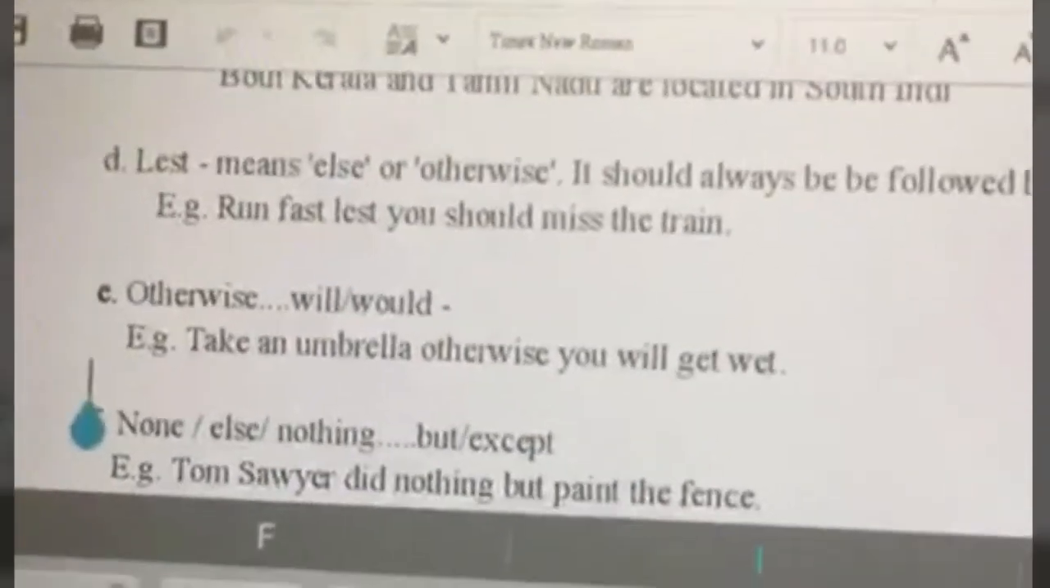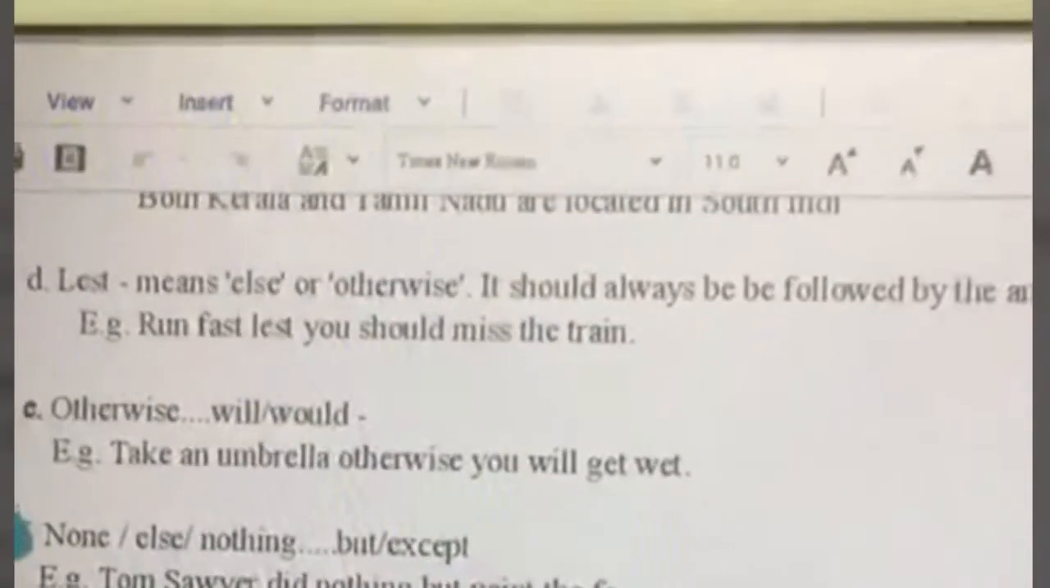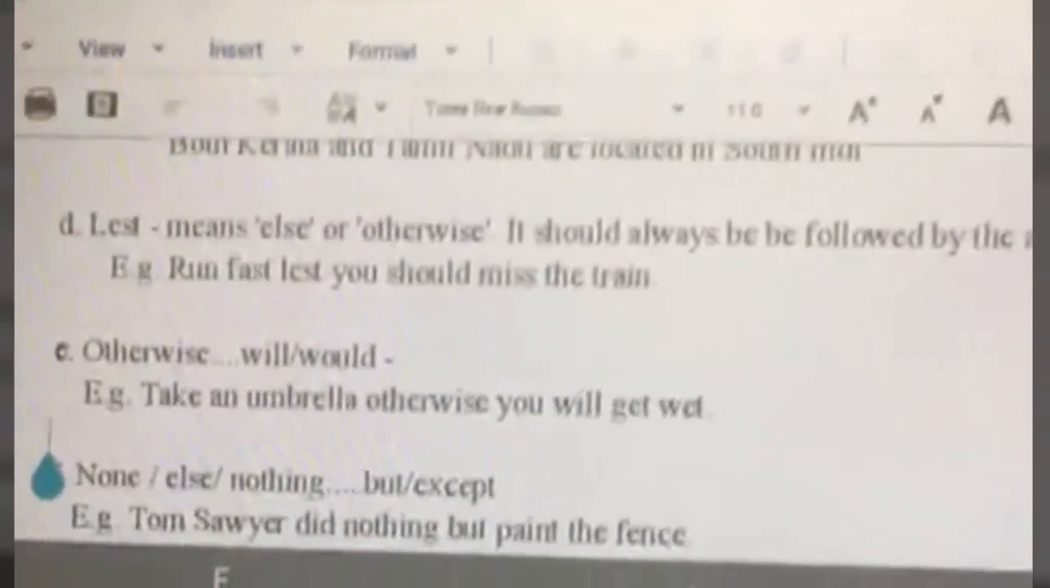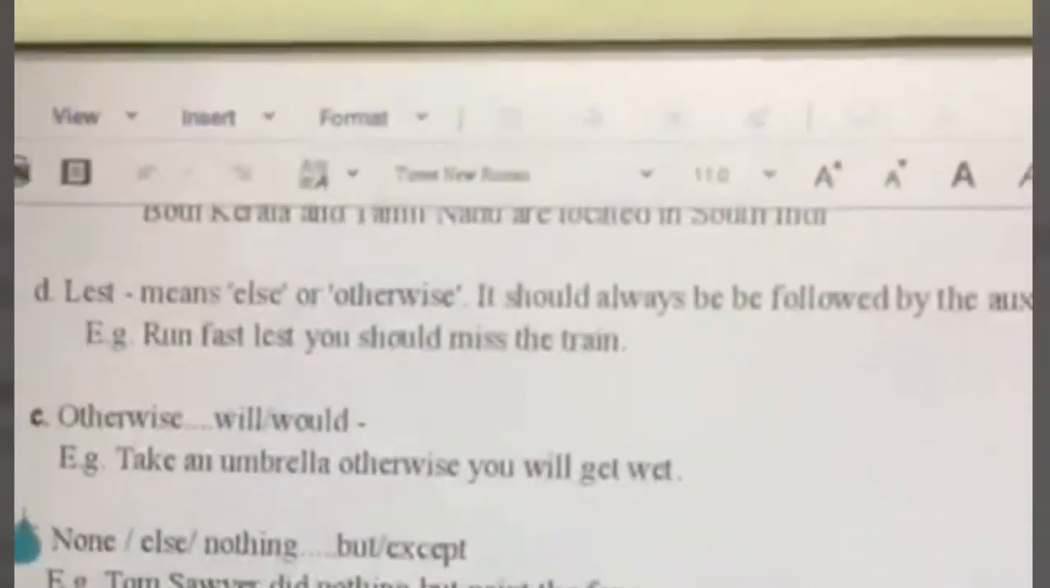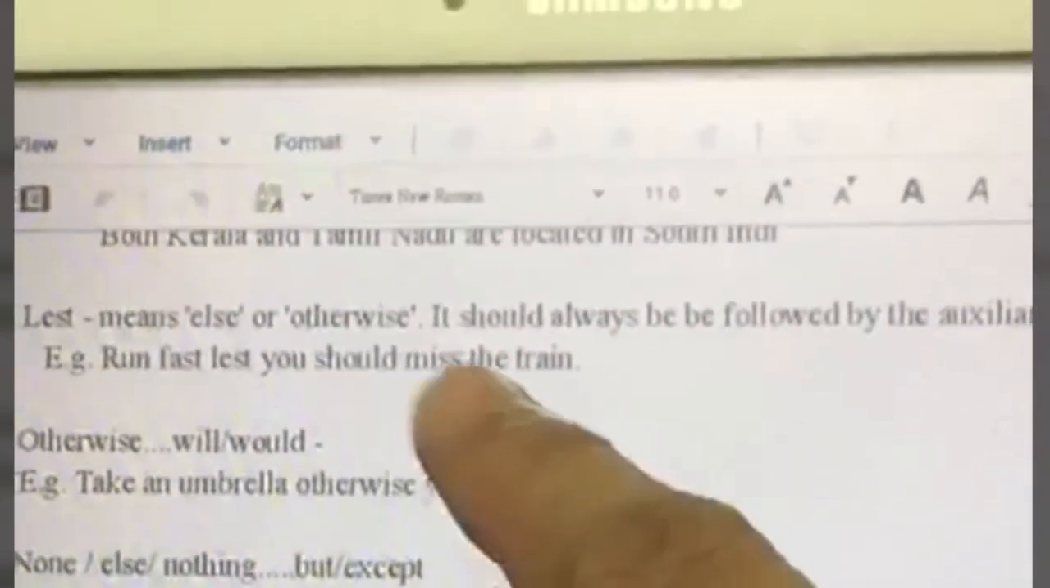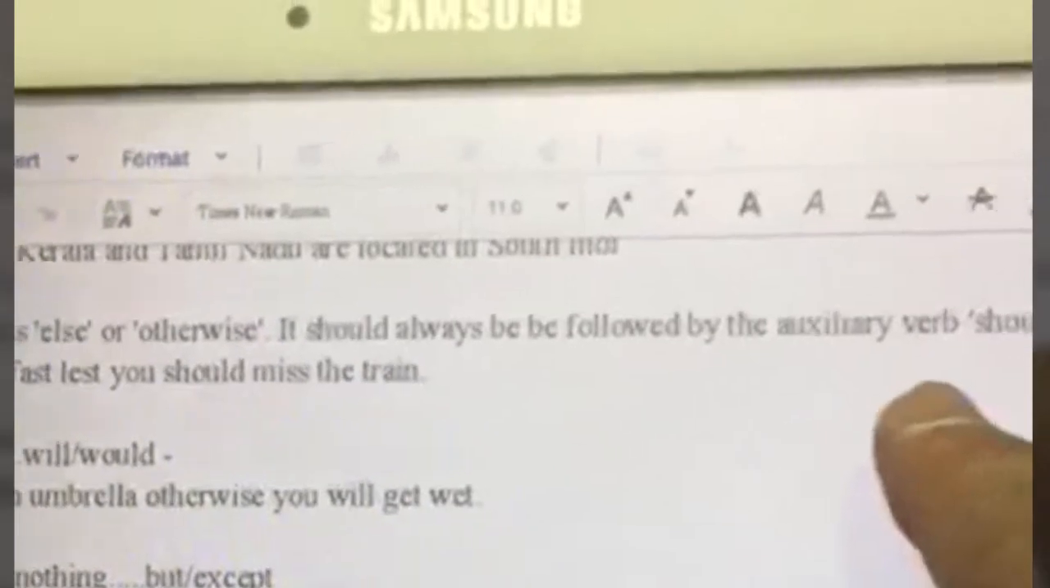Many people say it's an old-fashioned, old English word, but still you can use it. I think it gives a wonderful flair to the English language. So what does lest mean? Lest means else or otherwise. It should always be followed by the auxiliary verb should.